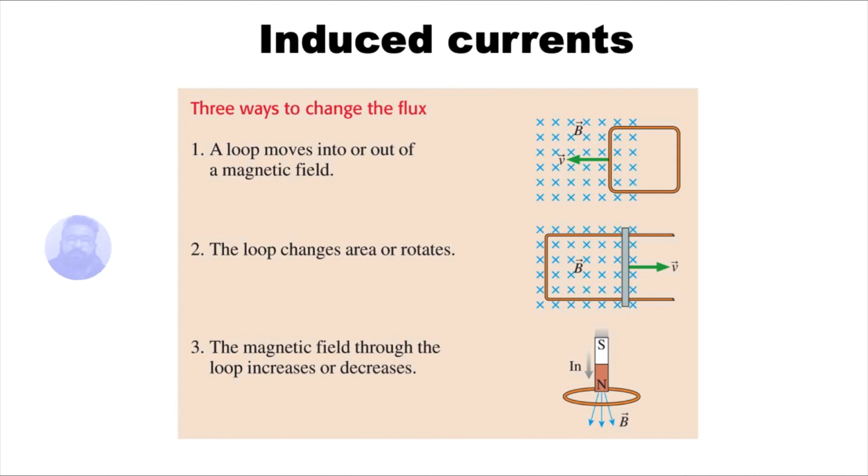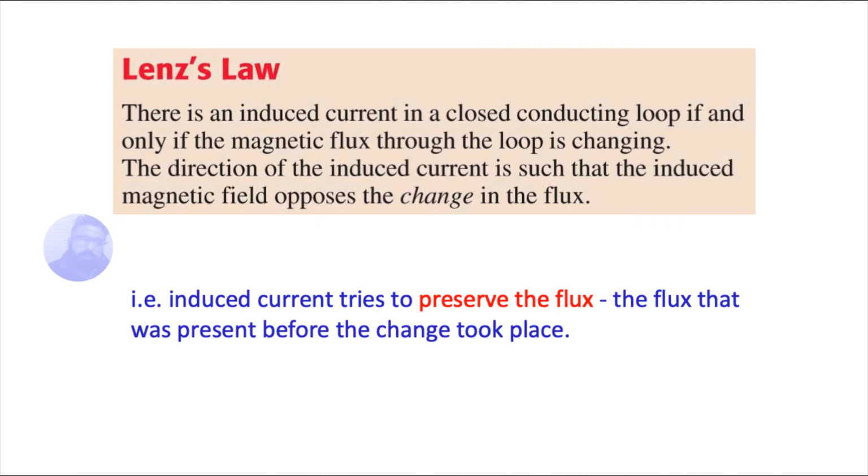Suppose we move a loop in or out of a region with a magnetic field. Then the flux inside the loop, as it changes in time, will induce a current and will induce an electric field. Now there's one more thing to remember: the induced current will always resist the change of flux. So it will induce current in the opposite direction so that the magnetic flux is not changing.